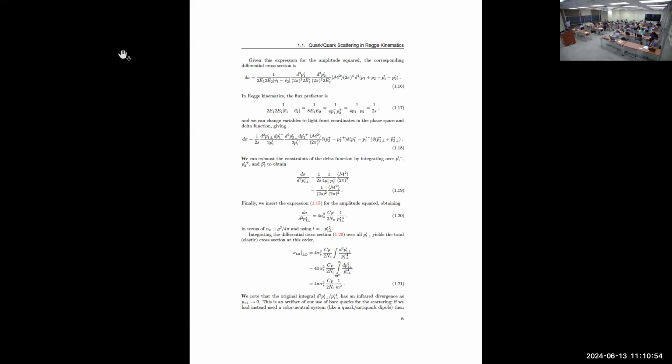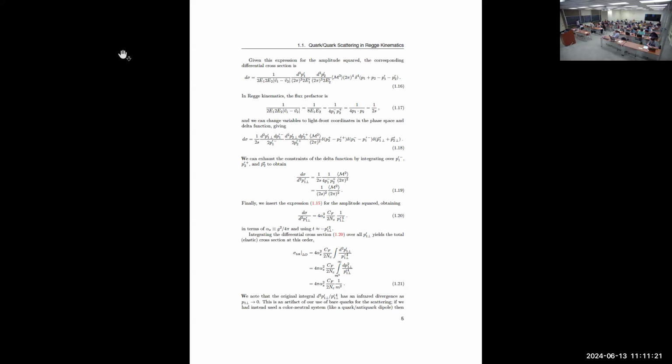So the final answer is sigma d2p perp prime is 4 alpha S squared CF over 2NC, 1 over P1 perp prime to the 4th. And you can basically see where all of these factors come from. The color factor is still there. This is 1 over T squared. We had 1 over T in the amplitude. This is 1 over T squared.